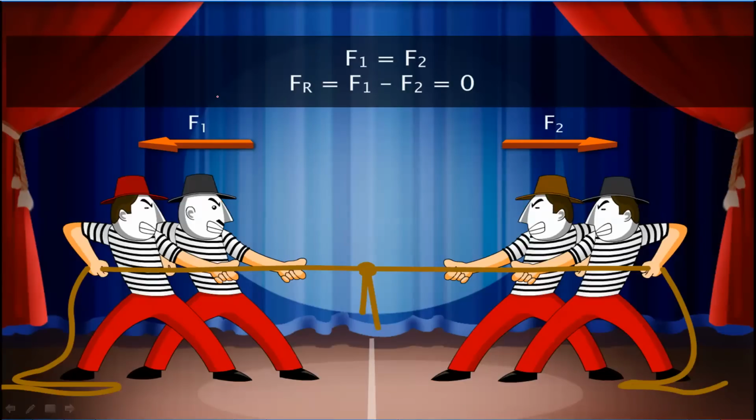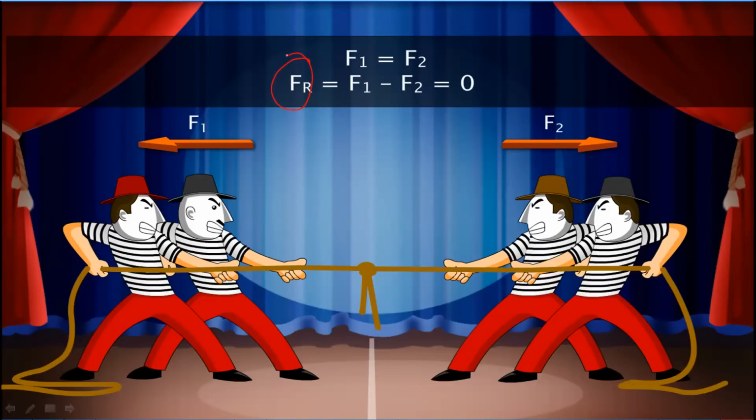The reason is both the forces are acting in the opposite direction. So there is a possibility that the object will be stationary even though force is acting on it. The condition is that the object is acted upon by two equal and opposite forces. Fr here represents the resultant force. If more than one force is acting on an object, the resultant force can be found out either by adding the forces or by subtracting the forces.